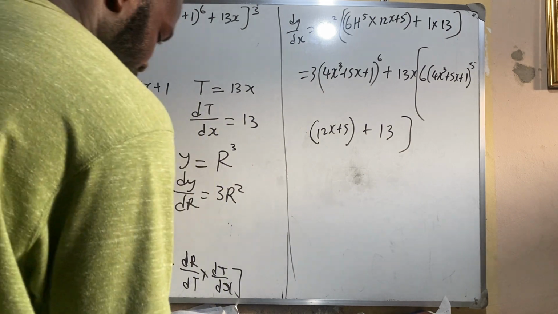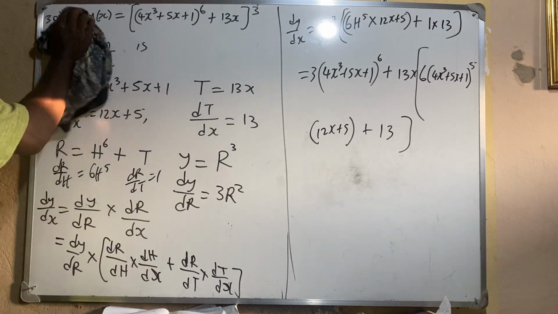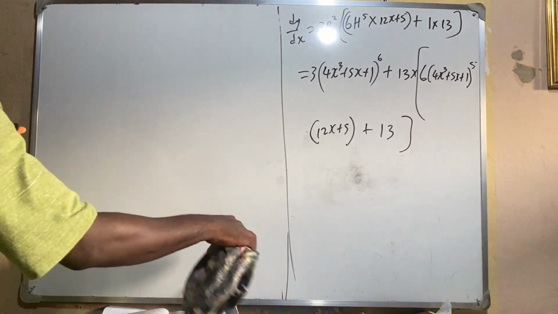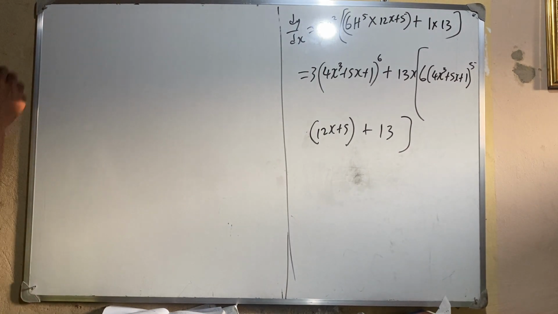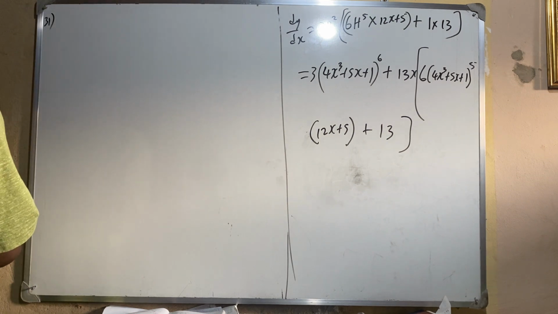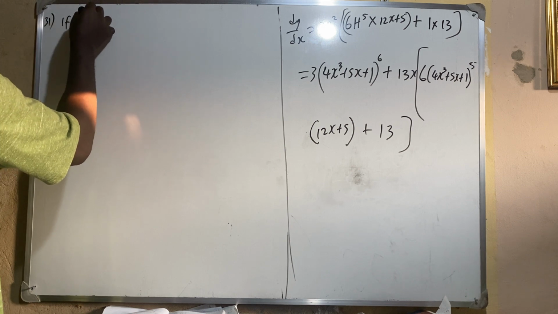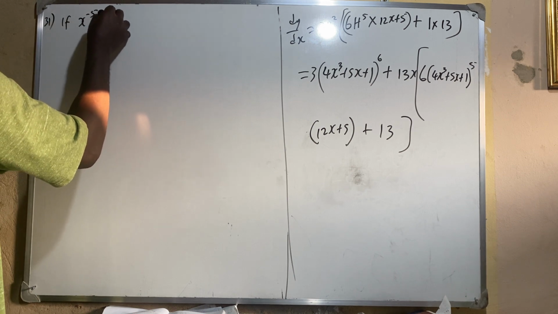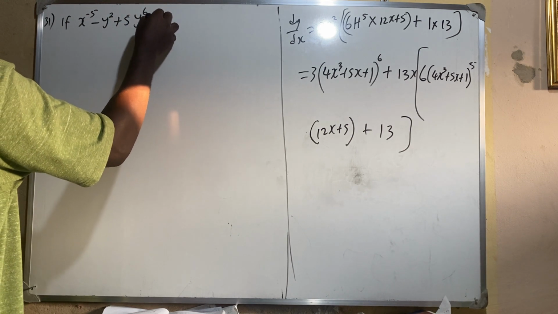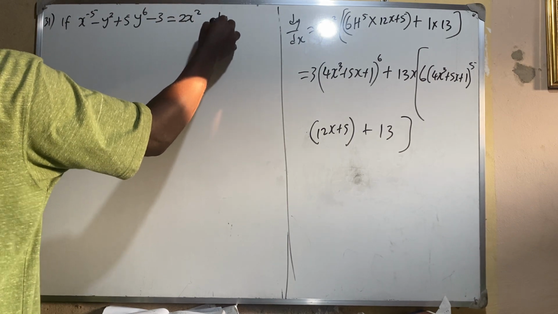Okay, so we move to the next question. We have just 10 questions remaining and we are done for this particular video. The next question, number 31. Question number 31 said: if x raised to power minus 5 minus y squared plus 5y raised to power 6 minus 3 is equal to 2x squared, then we should find dy dx.